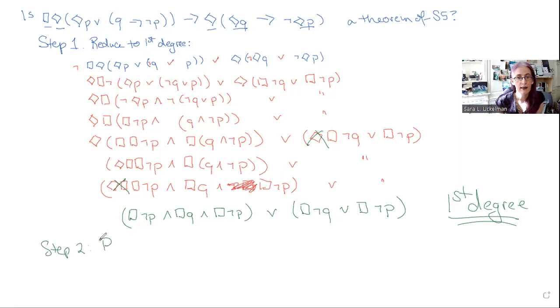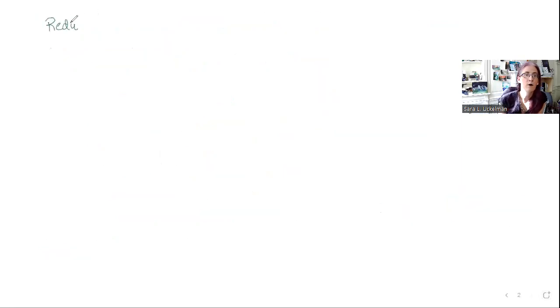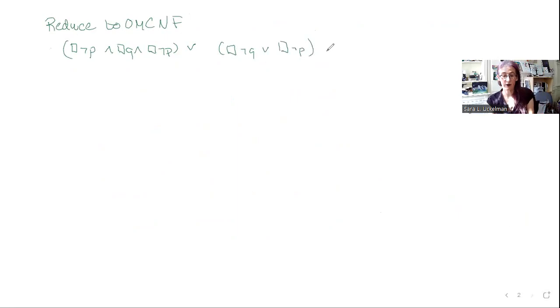Step 2 is to reduce to ordered modal conjunctive normal form. Now I'm going to get a new whiteboard for that, because we're going to need the space. So the formula that we are now at is necessarily not P, and necessarily Q, and necessarily not P, or necessarily not Q, or necessarily not P. So we want to convert this into ordered modal conjunctive normal form. The first thing that we are going to have to do is to distribute the disjunction over the conjunction.